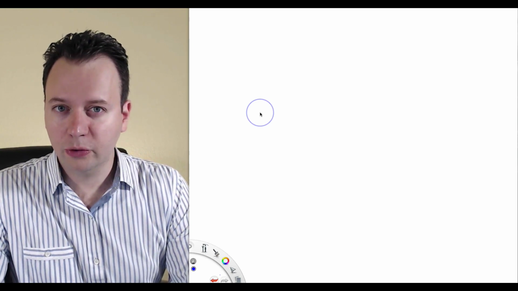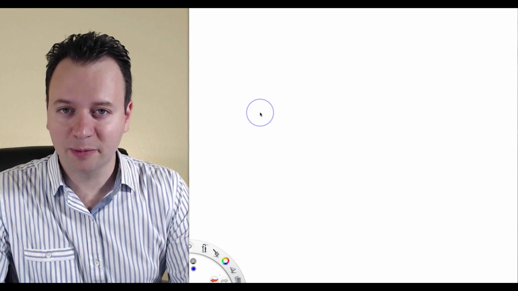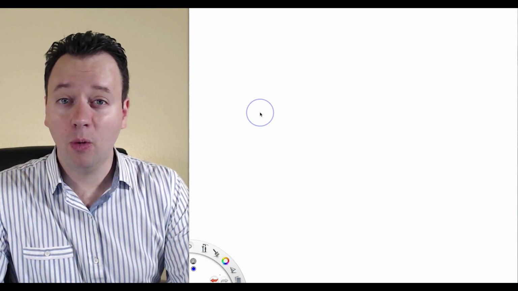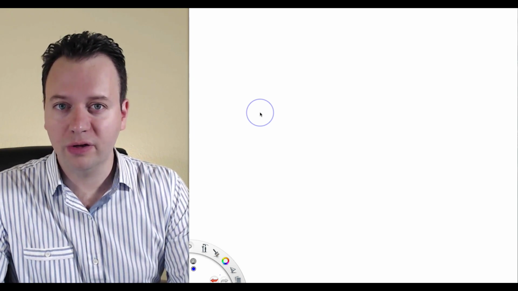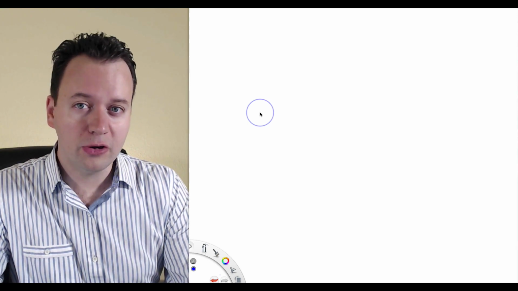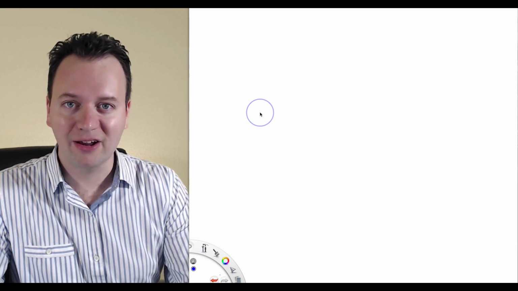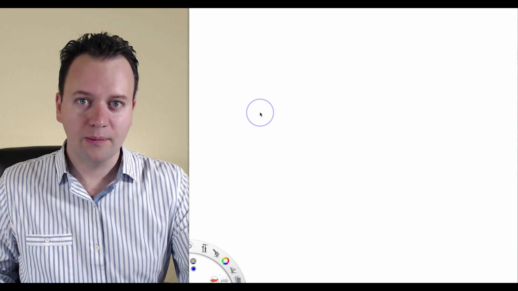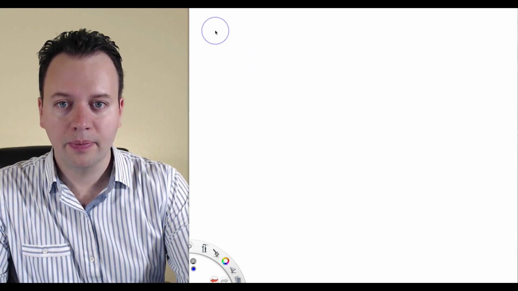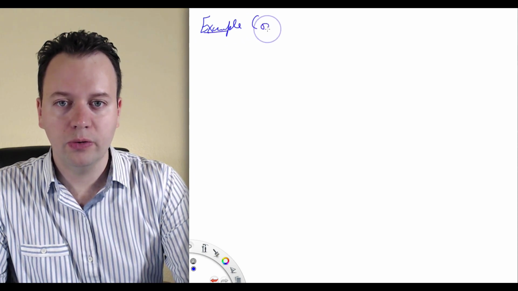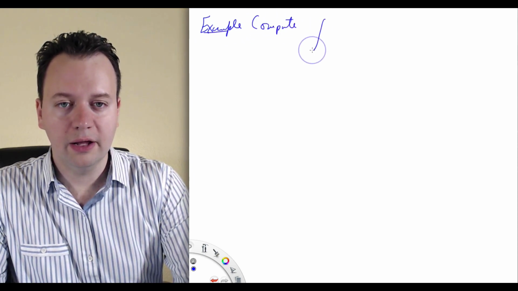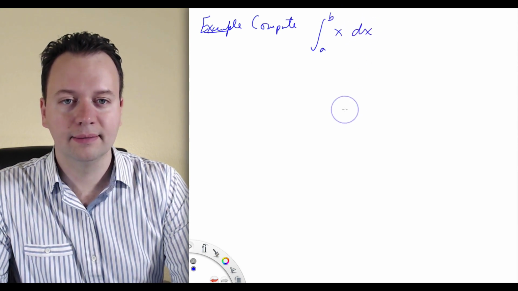In the next lecture, we are going to look at some specific examples of how one can use the limit definition of the definite integral in order to compute the integral of some actual functions. So the first example is to compute the integral from a to b of x dx.